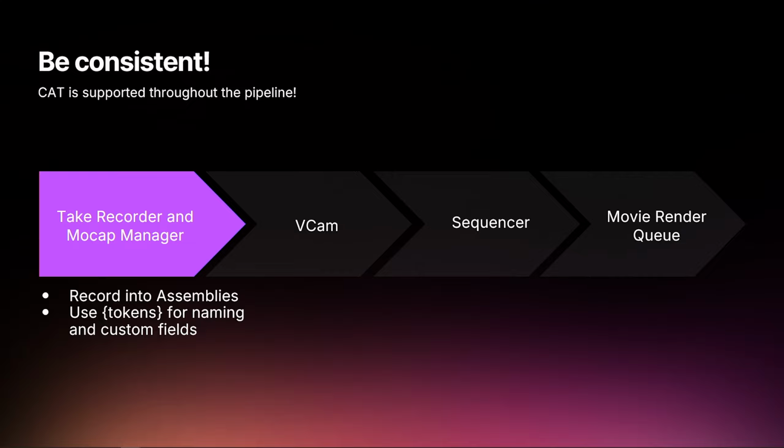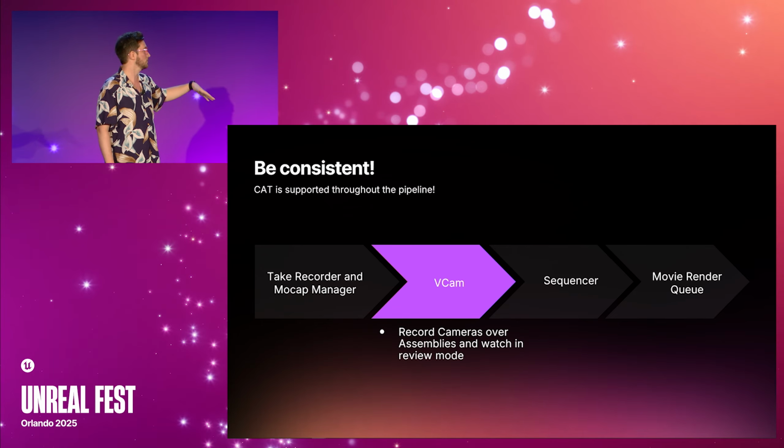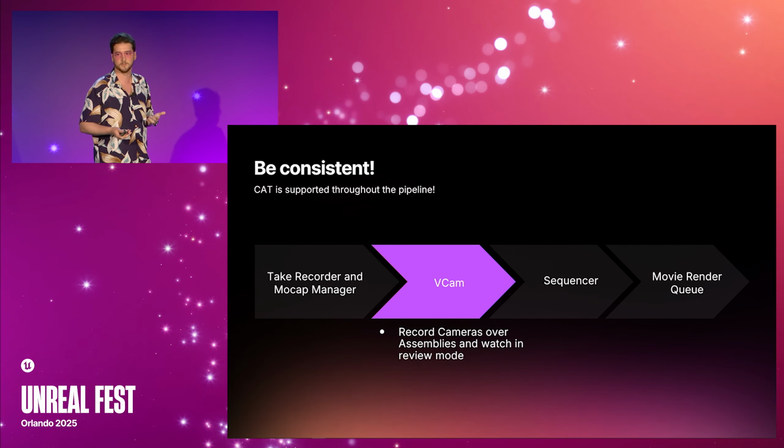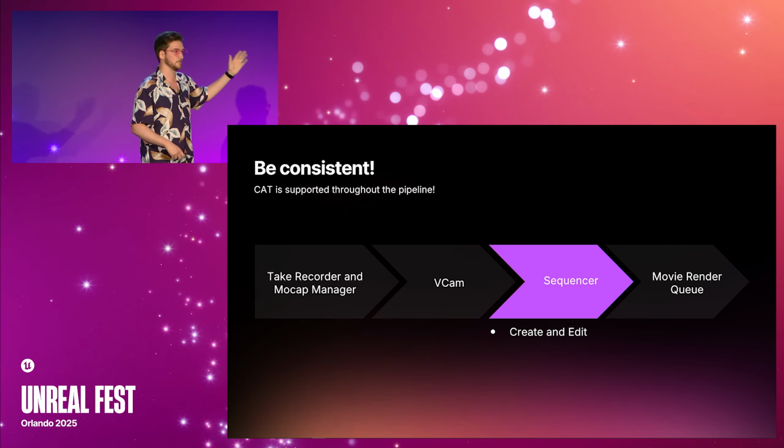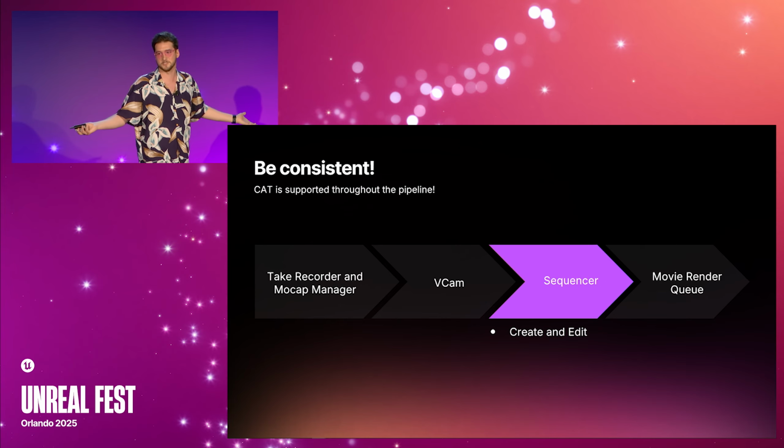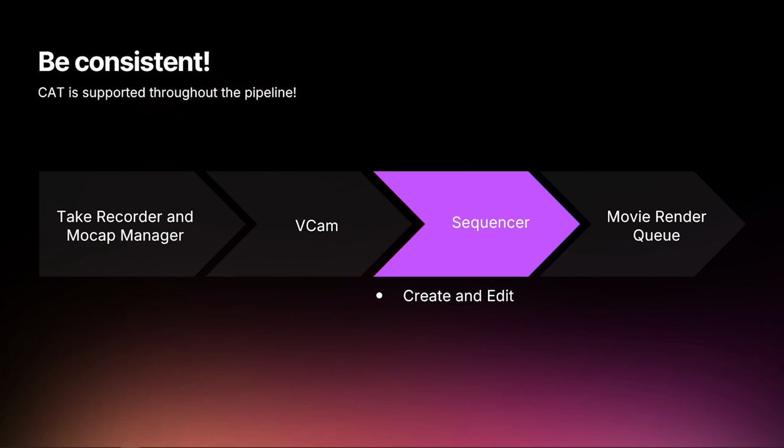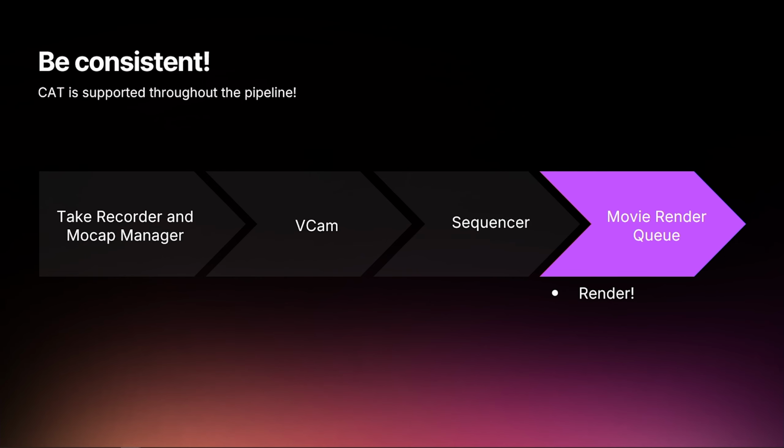Mocap Manager has support for tokens, with support for recording into assemblies coming a little later. Virtual Camera can record cameras into assemblies, can watch them in review mode, treats them like level sequences as it does normally. Sequencer, you can create and edit them. They are level sequences. Sequencer doesn't even know it's any different, so you won't notice any real difference in feelings there. And Movie Render Queue is actually able to render them.